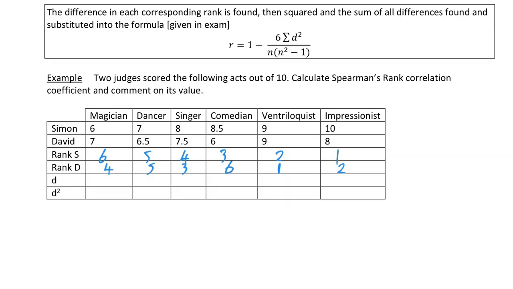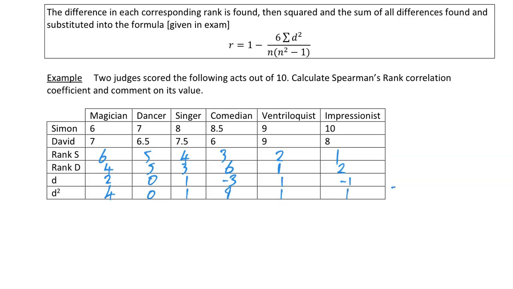So next we want to do is find the d. So d is the difference. So 6 minus 4 is just going to be 2. 5 minus 5 is going to be 0. 4 minus 3 is 1. 3 minus 6 is minus 3. 2 minus 1 is 1. And 1 minus 2 is minus 1. Then we want to square these. So 2 squared is 4. 0 squared is 0. 1 squared is 1. Minus 3 squared is 9. 1 squared is 1. And minus 1 squared is 1.